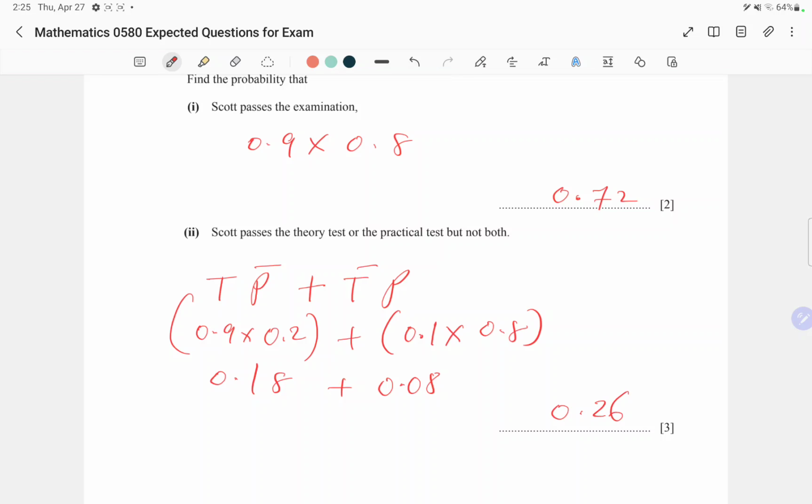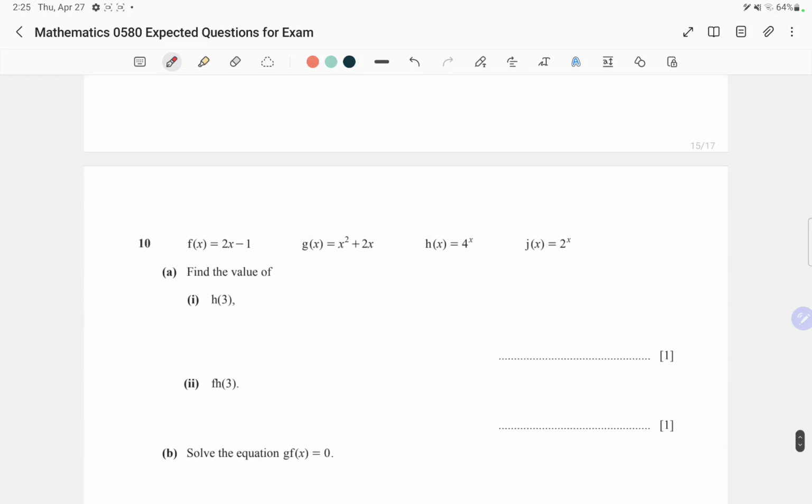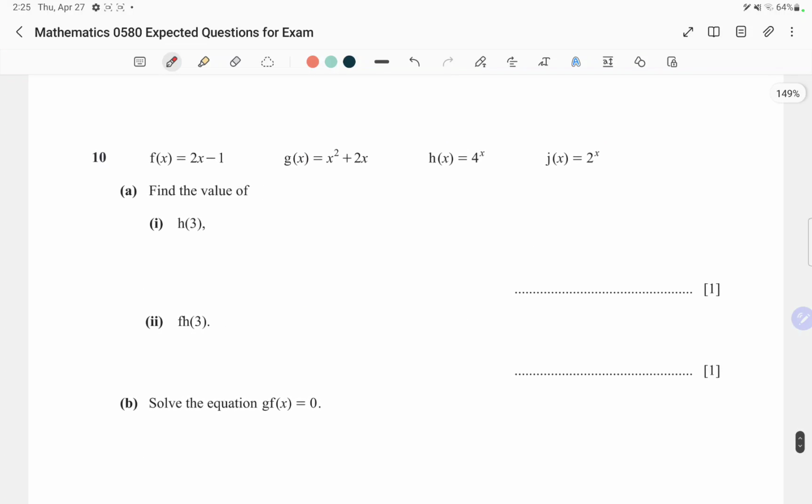0.26. So this should be the answer. Now next question that says f(x), g(x), h(x), everything is available. h of 3, which is 4 to the power 3, which is 64.